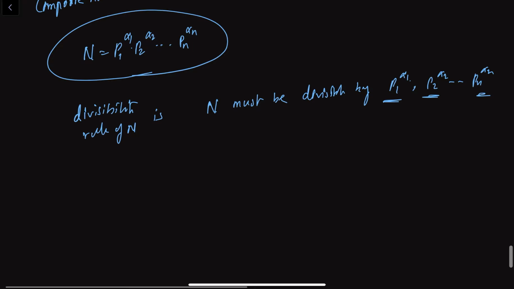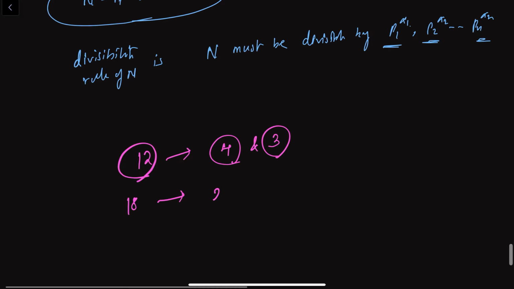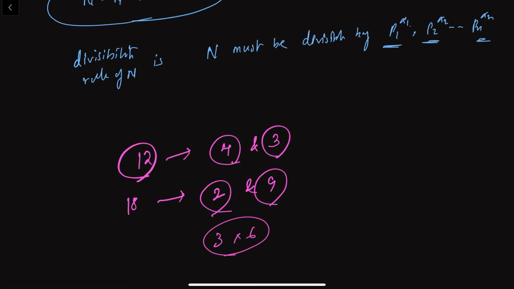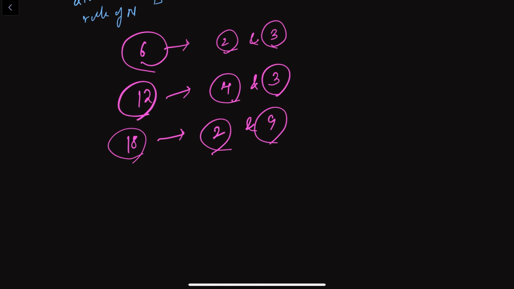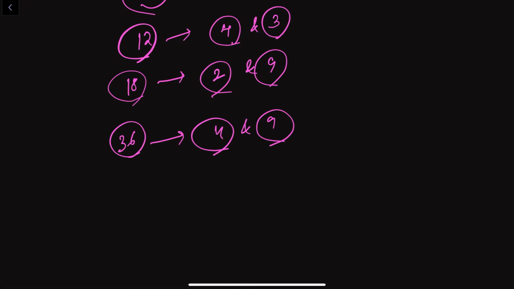For example, if we are having 12, it must be divisible by both 4 and 3. That's the divisibility rule for 12. And for 18, it must be divisible by 2 and 9. 18 can also be written as 3 into 6, but that is not a divisibility rule for 18. For 6, the divisibility rule would be that it must be divisible by 2 and 3. And for example, if we are having 36, the number must be divisible by 4 and 9. And if we are having, let's say, 280.